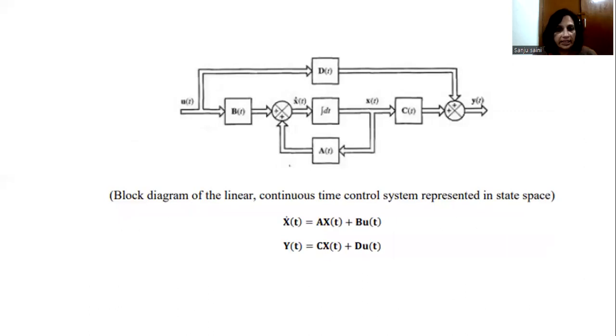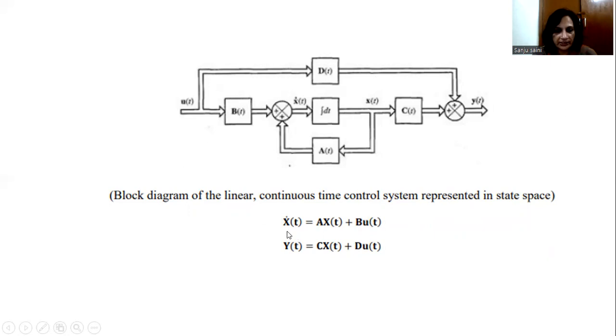In case we have a block diagram of a linear continuous time control system, it is shown over here. u(t) is the input, y(t) is the output. In between we have certain feedback elements and other blocks, as shown in this block diagram. If we want to get the state model, it is represented by two sets of equations. First is called the state equation. The other one is called the output equation.